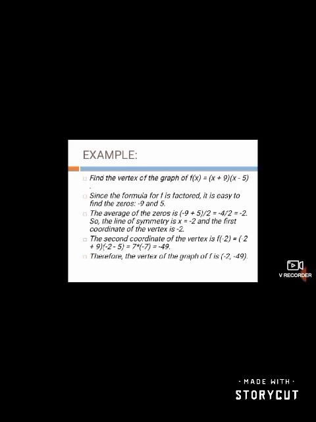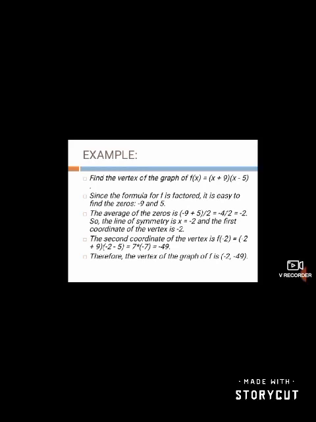So for example, find the vertex of the graph of f of x equals (x plus 9) times (x minus 5). Since the formula for f is factored, it is easy to find the zeros, -9 and +5. The average of the zeros is (-9 plus 5) over 2, which is -4 over 2, which is equal to -2. So the line of symmetry is x equals -2, and the first coordinate of the vertex is -2.